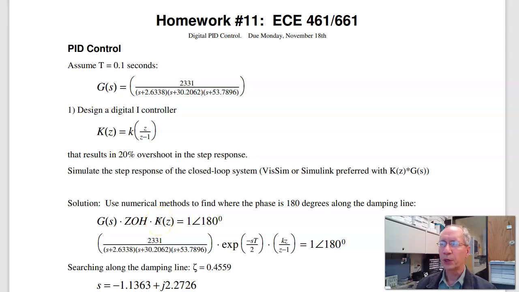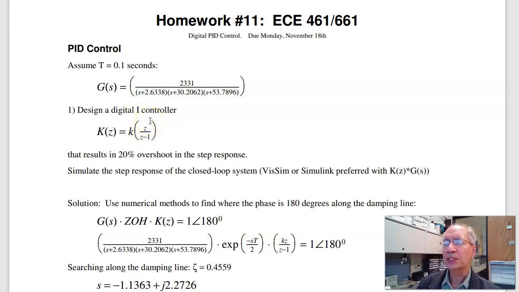Here are solutions to homework set number 11 for ECE 461-661 control systems. In this homework set, we're looking at designing digital PID controllers. So the first problem is, given an analog system, come up with an I compensator that's discrete. So G is in the S-plane, K is in the Z-plane.